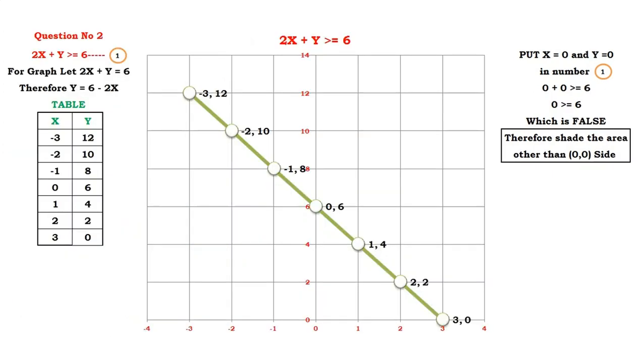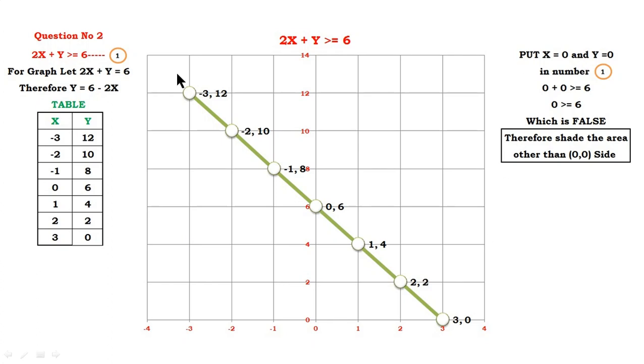Let us check the second question. Here the equality sign is there: 2x plus y greater than or equal to 6. For the graph, you can write 2x plus y is equal to 6. It means y is equal to 6 minus 2x. Now simply calculate some values and draw these values on the graph. Minus 3, 12, first value. Minus 2, 10, second value. Minus 1, 8, then 0, 6; 1, 4; 2, 2; and 3, 0.